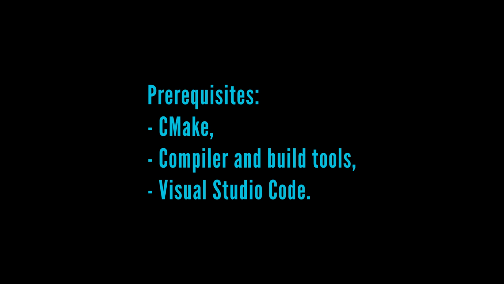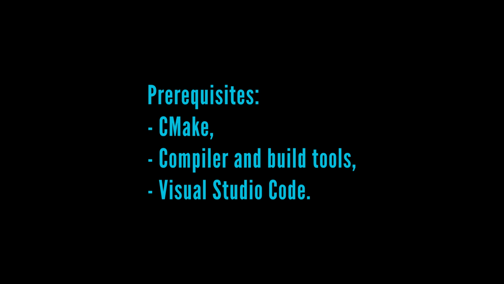Hello and welcome to my tutorial about setting up Visual Studio Code to work with C++, CMake and wxWidgets. For this to work, you will need CMake, a compiler and build tools, and of course Visual Studio Code. Please watch my CMake tutorial where I explain how to install the required tools on Windows, Linux and Mac, and how to configure CMake for wxWidgets.